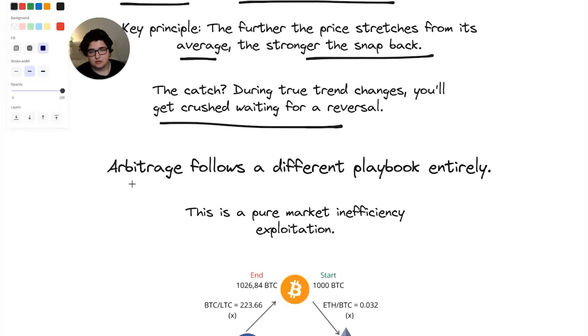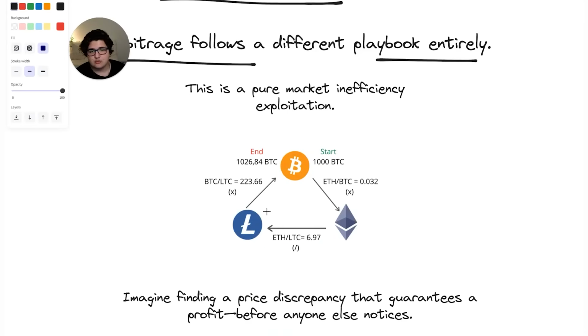Next is arbitrage, and this follows a different playbook entirely. This is a pure market inefficiency, and normally these are called alphas. As a general example, here is how you could do an arbitrage between these particular different coins. Now, normally you're going to do it between different exchanges, but it also can be between different assets if there are different ways of conversion, for example.